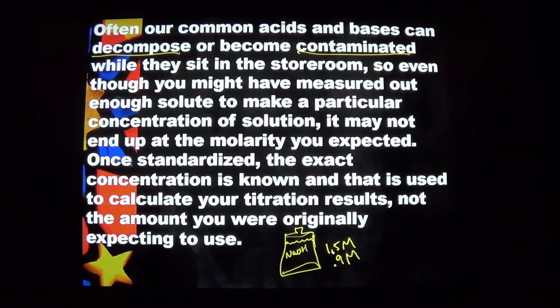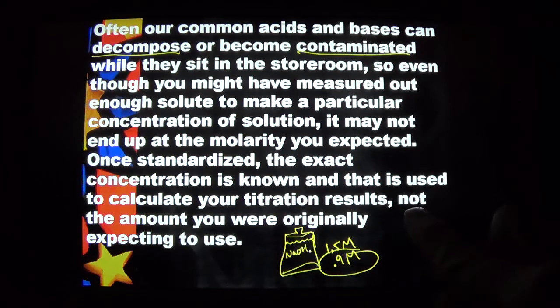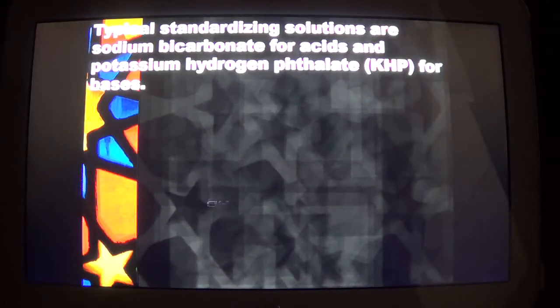So what we do is we standardize it. We titrate what we want to use to titrate. We titrate our titrant with a standard. And once we do that, it would have been clear to me that it would not be the 1.5 I thought it would be. So that's how we prevent the error of thinking this was 1.5 when it's only 0.9. If I standardize it, then I would know, oh yeah, this is now 0.9, let me change the label.